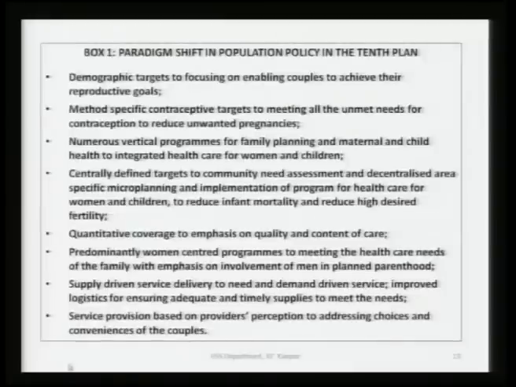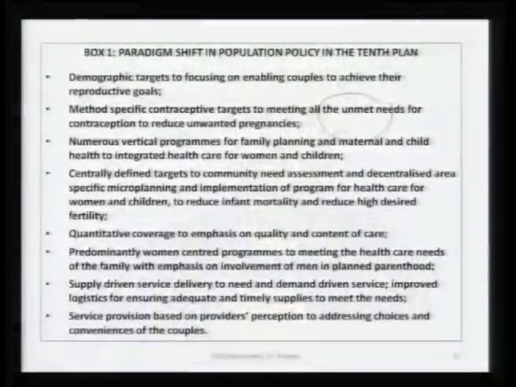This box shows the paradigm shift in population policy in the 10th plan. Demographic targets to focus on enabling couples to achieve their reproductive goals. Then method specific contraceptive targets to meet the unmet needs for contraception to reduce unwanted pregnancies.